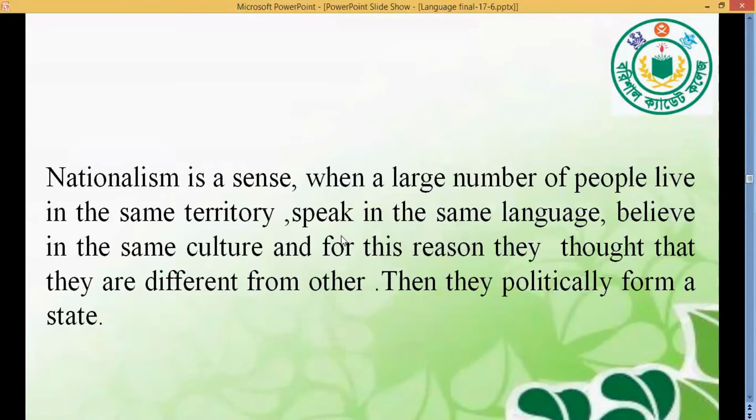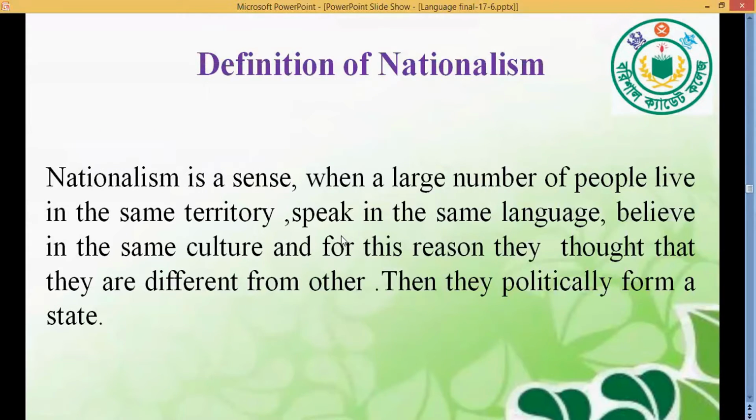Friends, what is the definition of nationalism? Nationalism is a sense when a large number of people live in the same territory, speak the same language, believe in the same culture, and for this reason, they think that they are different from others. And then they politically form a state.